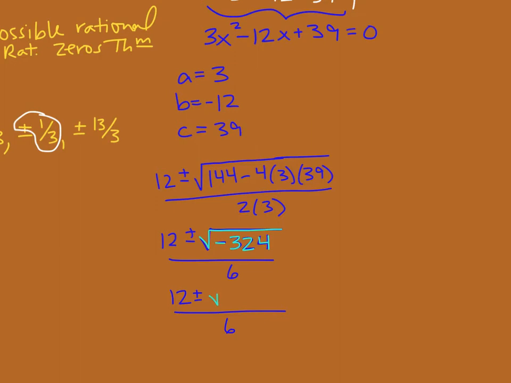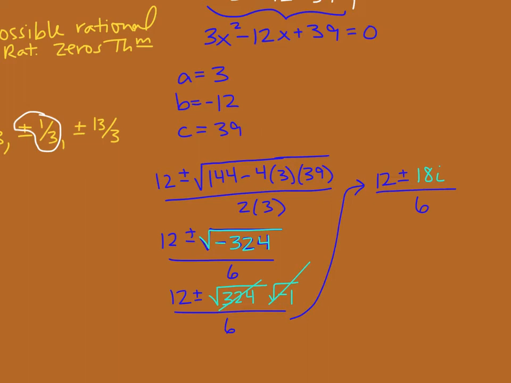That something will be breaking down the root of negative 324 into root 324 times root negative 1. We do not have to break down the square root of 324 anymore, again, because it's a perfect square. Its square root is 18. So we'll have 12 plus or minus the square root of 324 is 18, and the square root of negative 1 is i, all over 6.